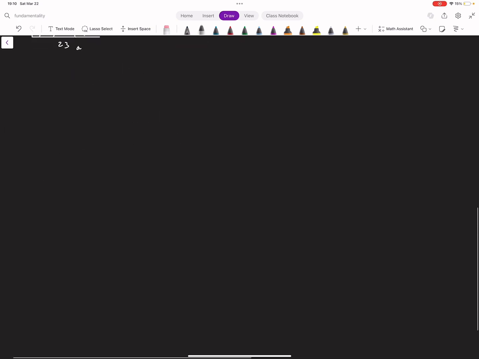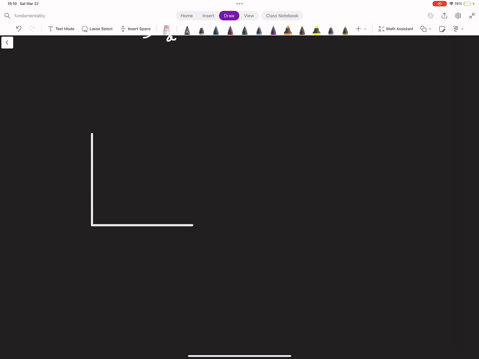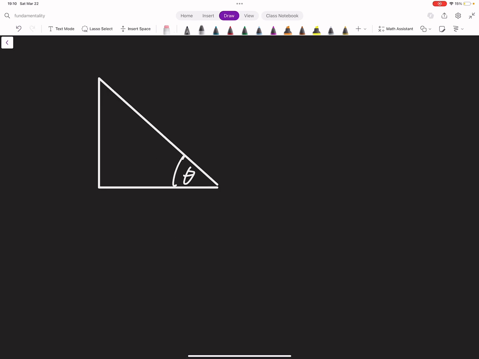So what if it's the other way around? What if you're given two sides, but you want to figure out how to find an angle? Okay, so you've got this, you've got your opposite, you've got your adjacent, and the hypotenuse.